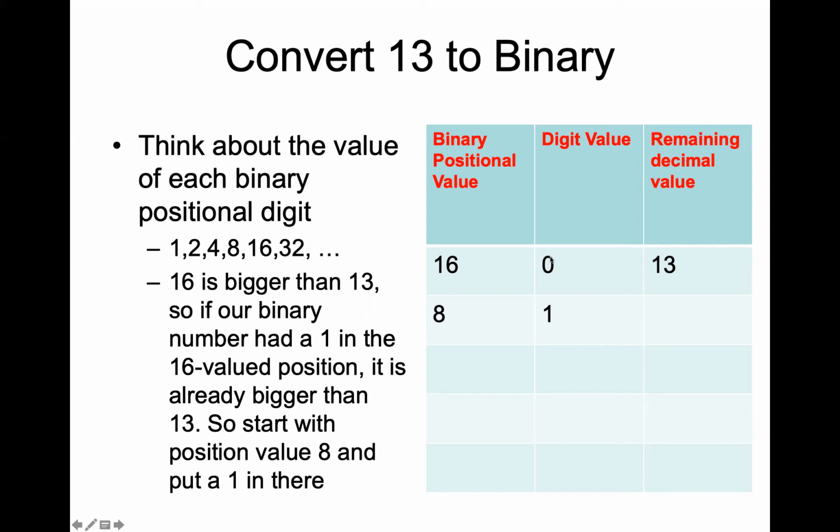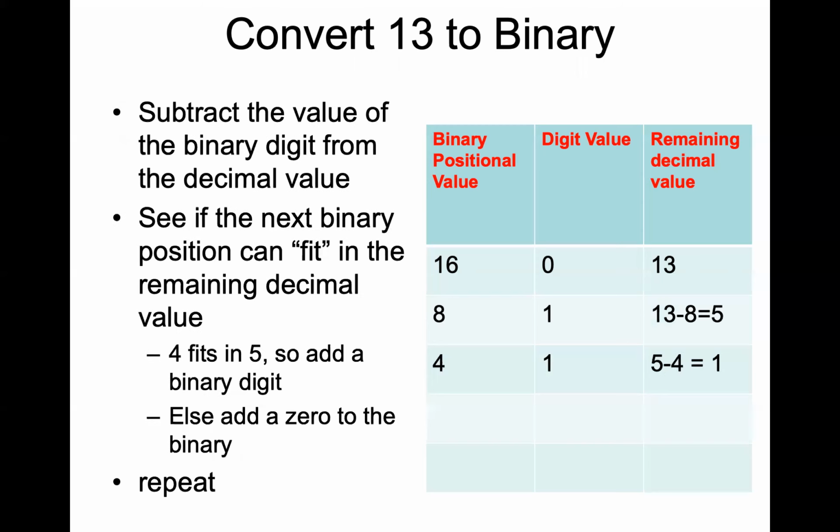Okay, so the largest binary digit whose value is not larger than n is 8, because 16 was too big, so 8 is the largest one that actually works. So we're going to put a 1 in the 8's place of the resulting binary number that we're outputting to the user, or storing somewhere. Now we subtract 8 from 13, and that gives us 5. So the new n is 5.